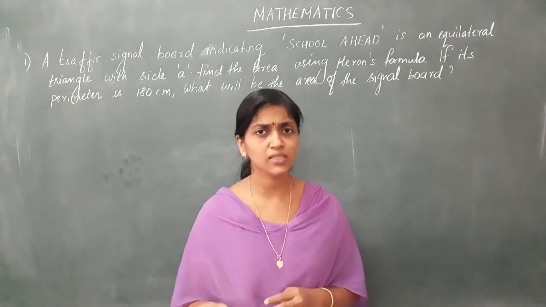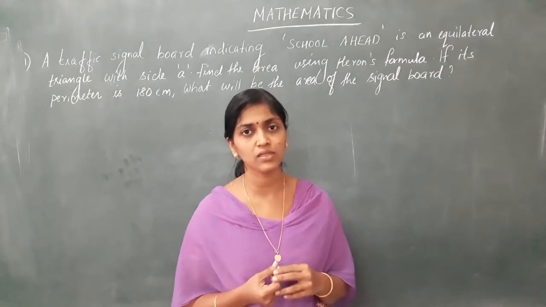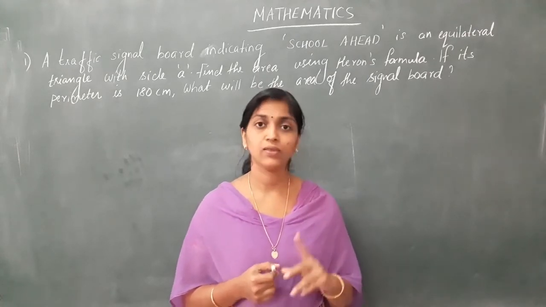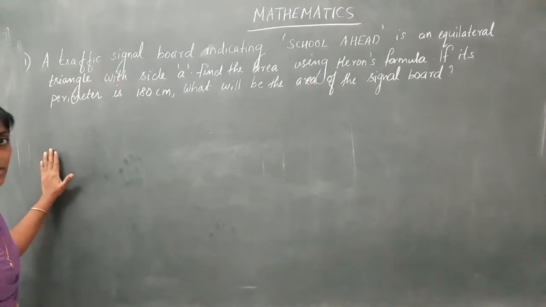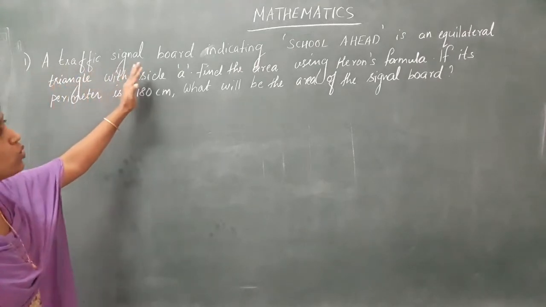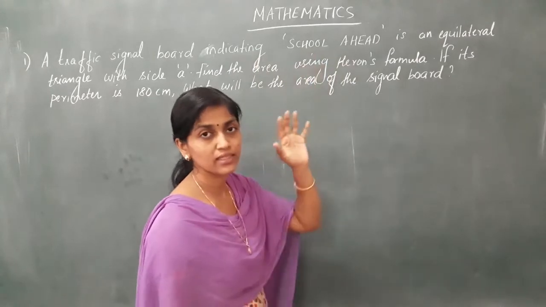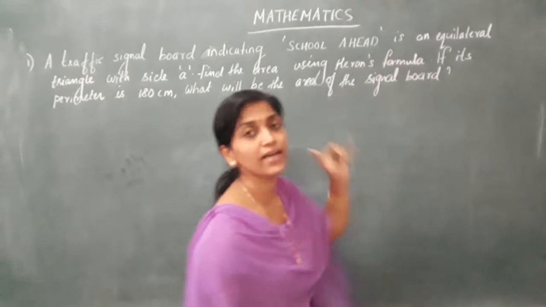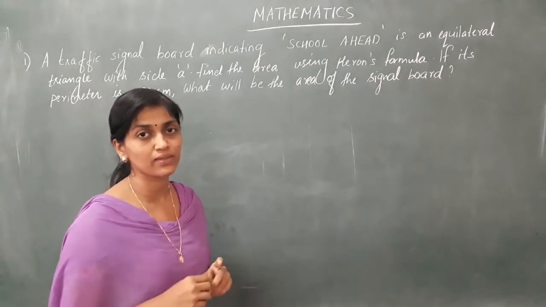Today, we are not studying anything new as topic. We are going to solve some problems using Heron's formula. And among that, the first question, it is the first question. It is given as a traffic signal board indicating school ahead. You have seen certain traffic places, school ahead. It is an equilateral triangle. It will be given school ahead, or a picture used to be given, isn't it?